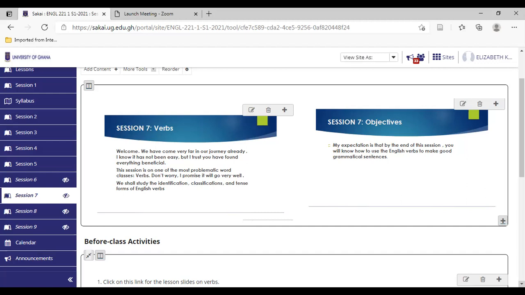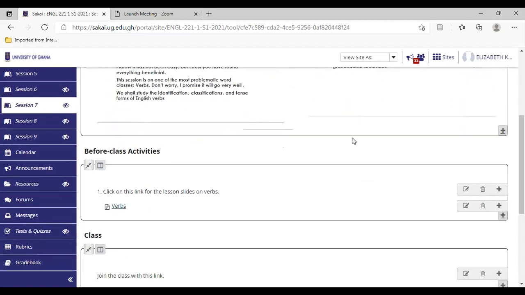So today we are going to look at verbs, how to identify them, and we'll also look at classifications and then the tense forms that we have in English. And by the end of this session, I expect that you would have learned a lot that would help you use your verbs and your tenses better. So let's begin.